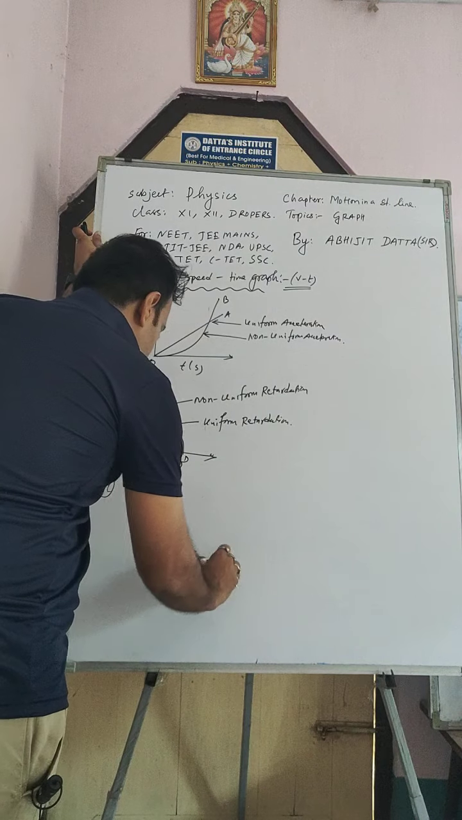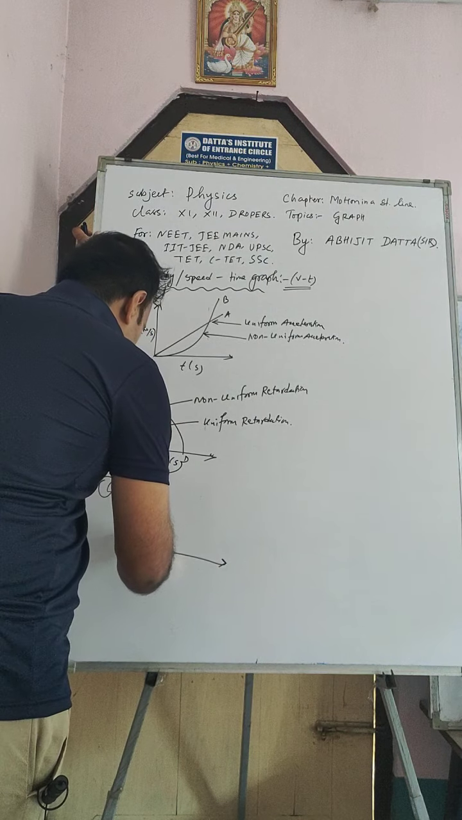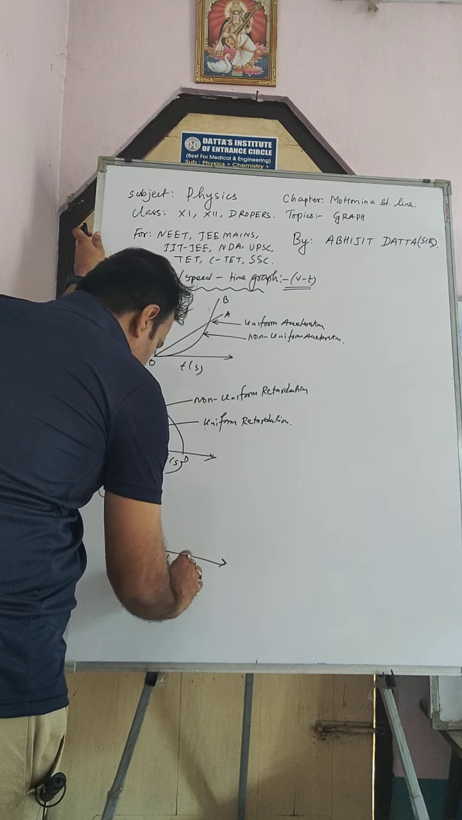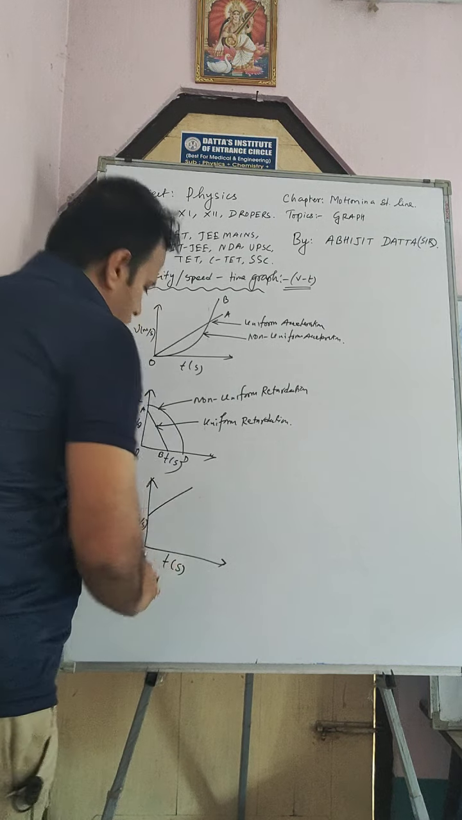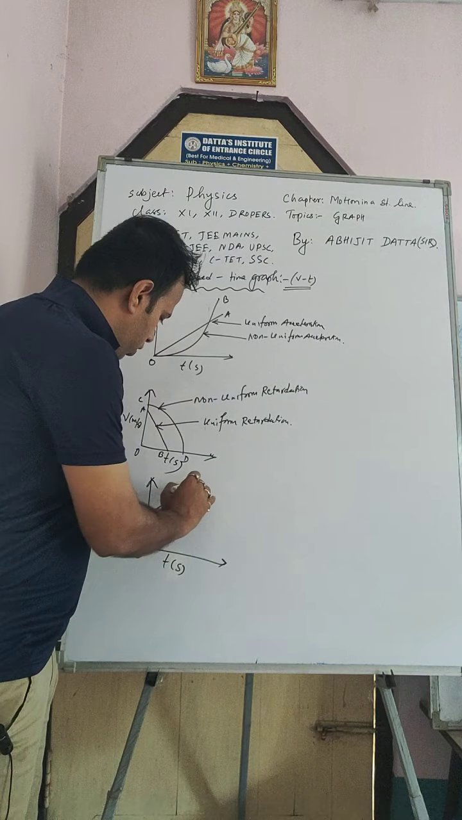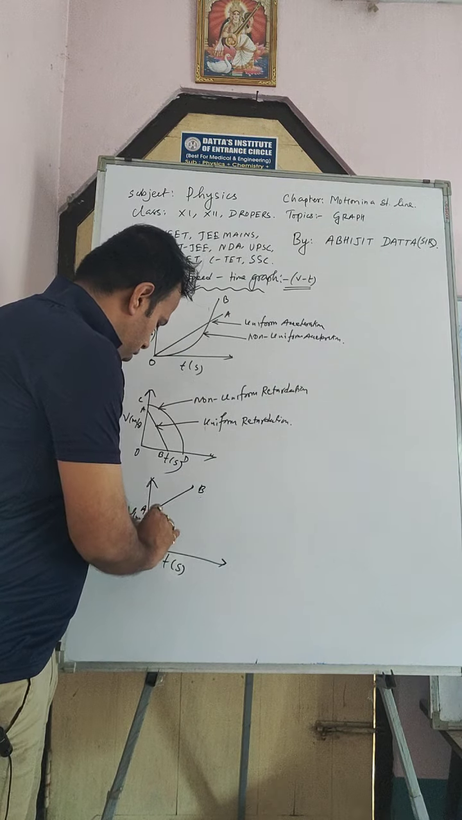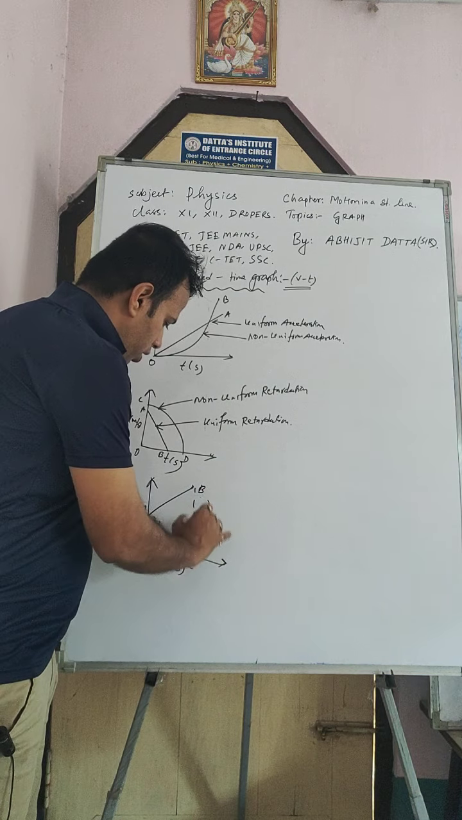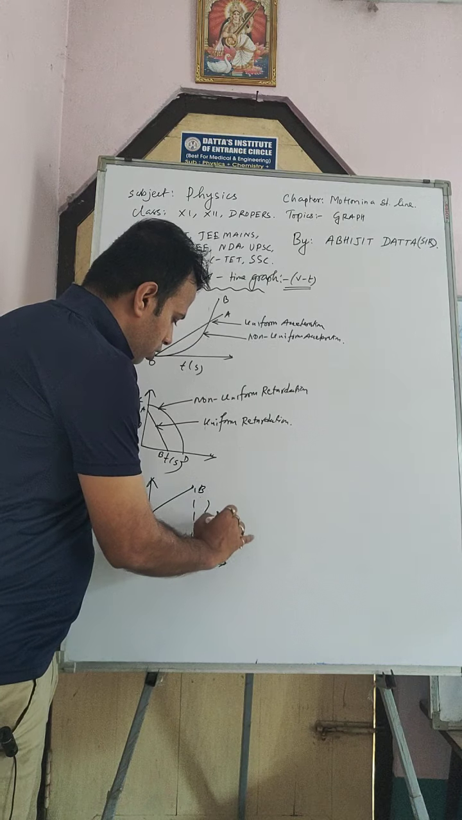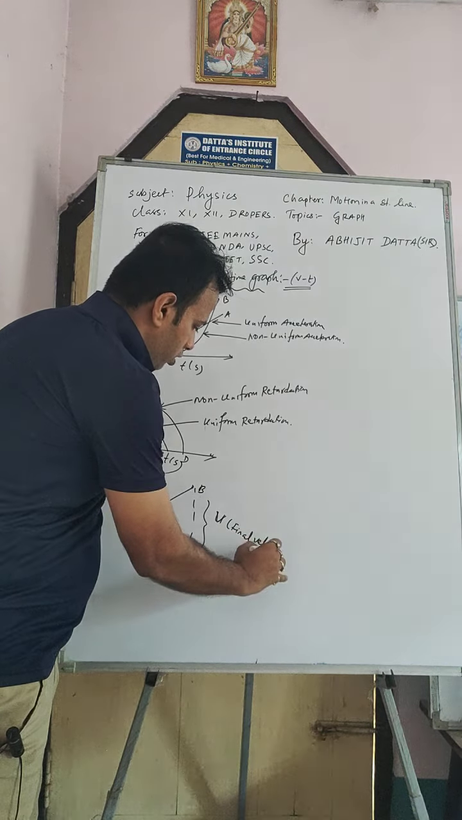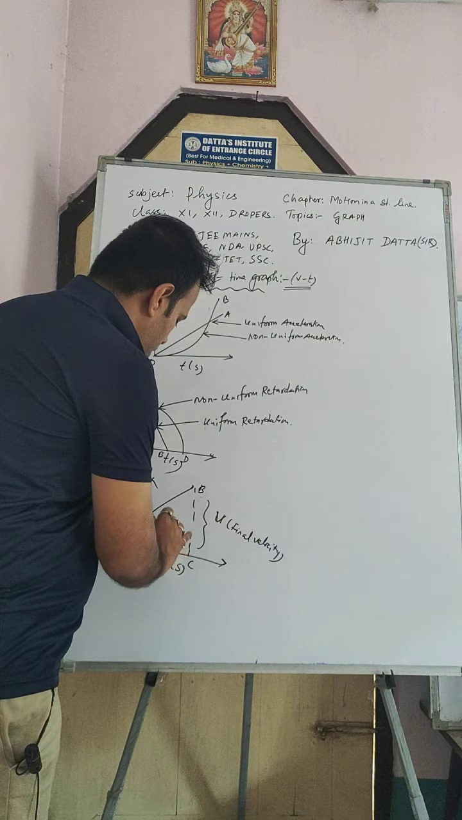Now, this one is meters per second, this is 0, and this one is time in seconds. If an object starts from this point to this point, then this will be its initial velocity, and this will be its final velocity.